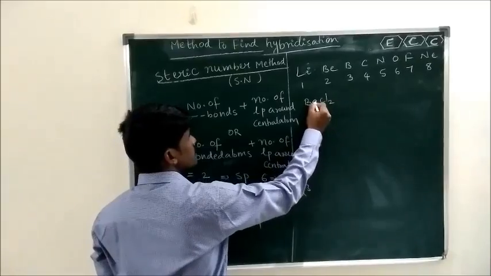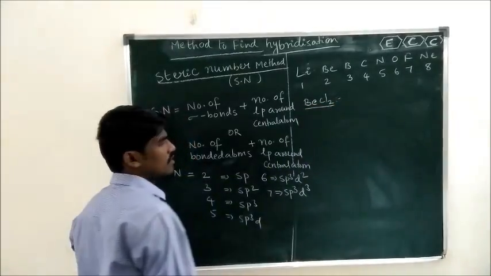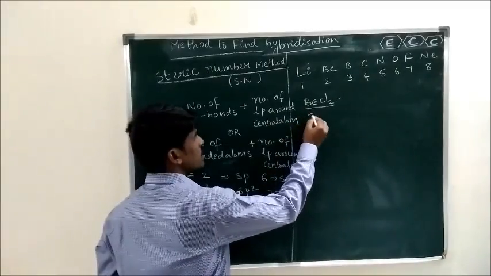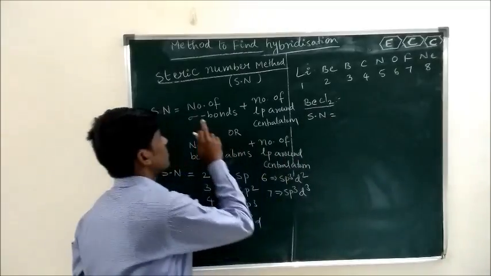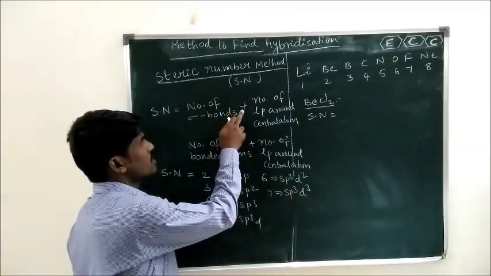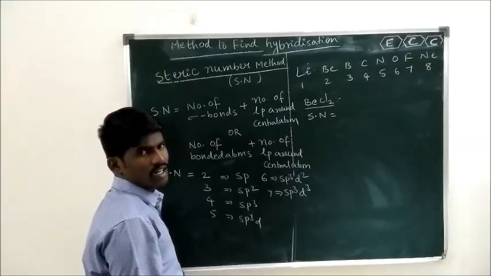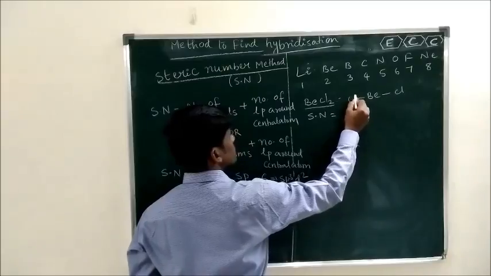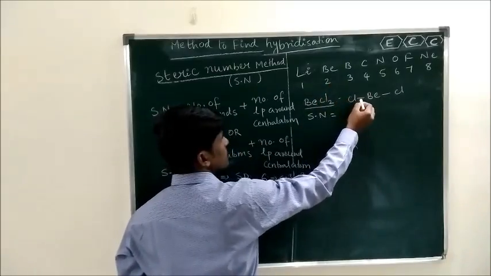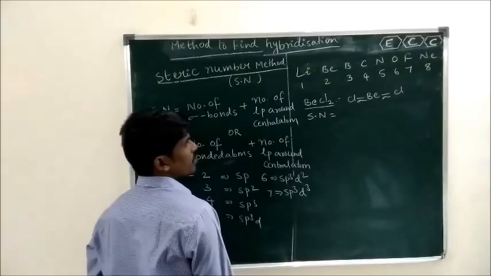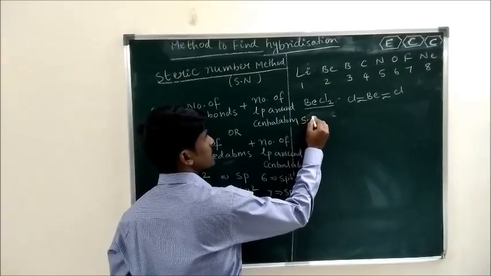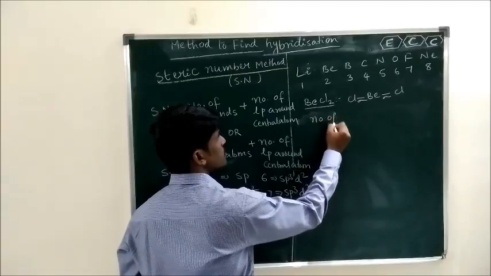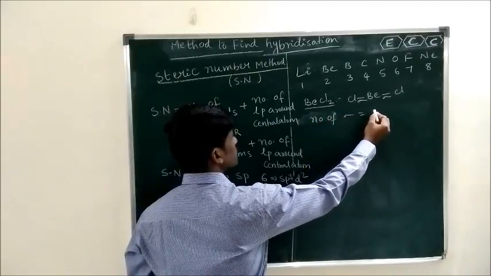First example, BeCl2. If they ask you to find the hybridization of beryllium in BeCl2, you know the steric number formula: number of sigma bonds plus number of lone pairs around the central atom. Here in BeCl2, beryllium can form 2 bonds, because 2 valence electrons are there. So it is 1 sigma, 1 sigma. So the number of sigma bonds is equal to 2.